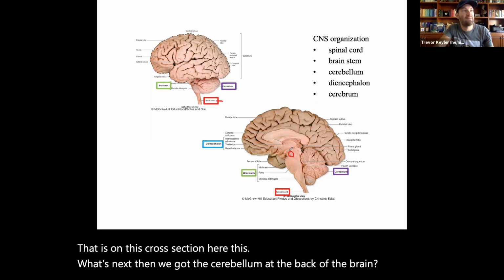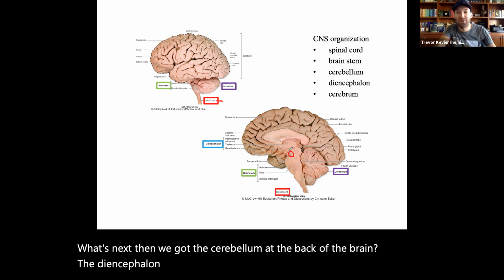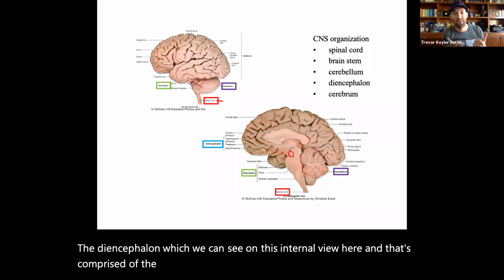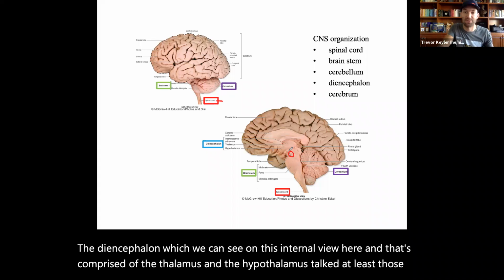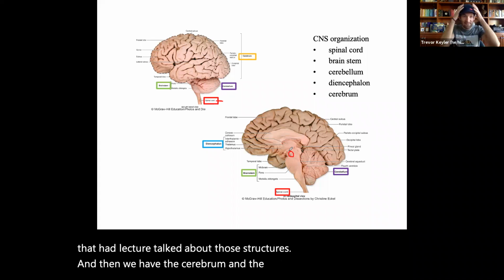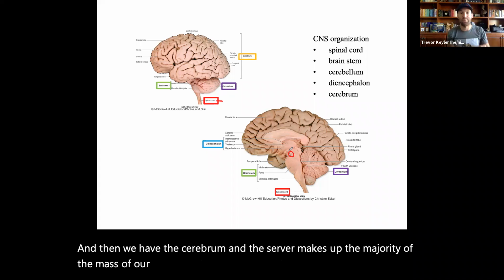The diencephalon, which we can see on this internal view here, is comprised of the thalamus and the hypothalamus. At least those that have had lecture, we've talked about those structures. And then we have the cerebrum. The cerebrum makes up the majority of the mass of our brains, what we tend to think of when we think of the brain.